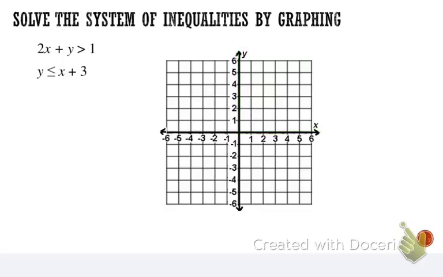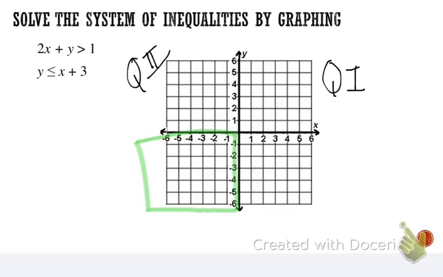This first part is your quadrant 1, so I'm going to put a Q1. This second part, we're going counterclockwise. This is quadrant 2, so Q2. This third part down here, that is your quadrant 3. And then this last part, this is your quadrant 4.